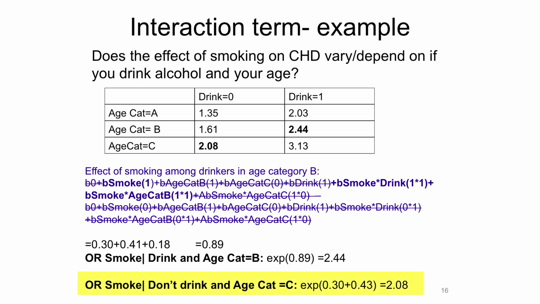If we follow the same approach with non-drinkers in age category C, the only coefficients that differentiate smokers are the smoke coefficient and the smoke times age category C coefficient. So we would add these together and exponentiate this number to get our odds ratio of 2.08 for this group. I'm not going to go over all of the strata-specific odds ratios because this would take a lot of time. But if this is something that you're struggling with, you could try practicing calculating the odds ratios for the other strata in the table to see if you get the same answers.